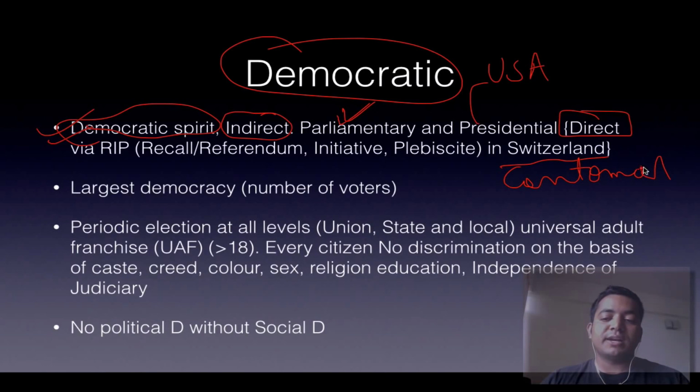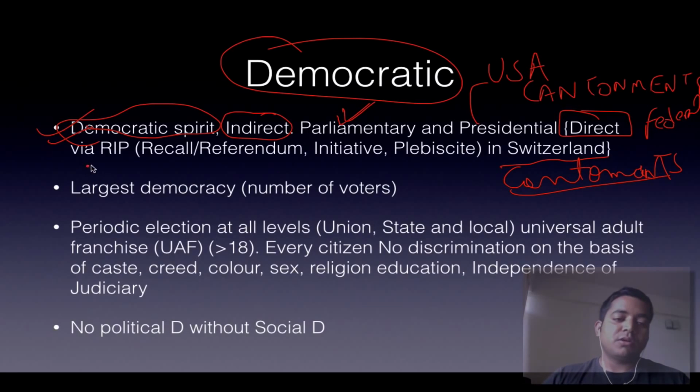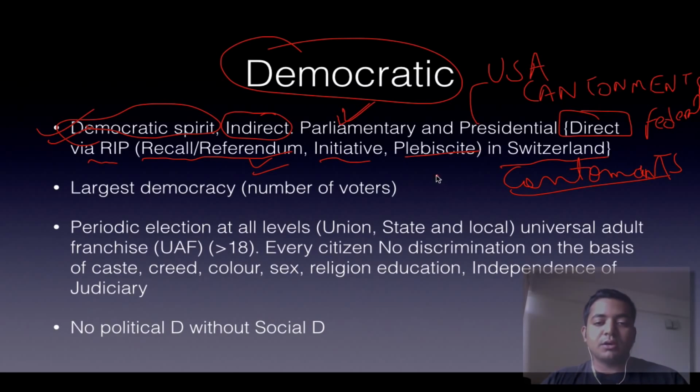It is the most federal state of all. Cantons of Switzerland. So it is the most federal state of all of them. There are four variants of direct democracy: recall, referendum, initiative and plebiscite. So they are the four mechanisms of direct democracy.